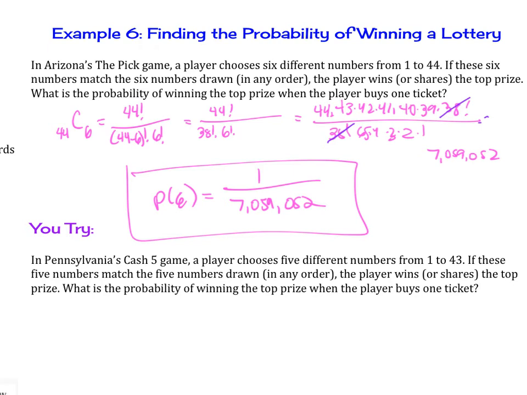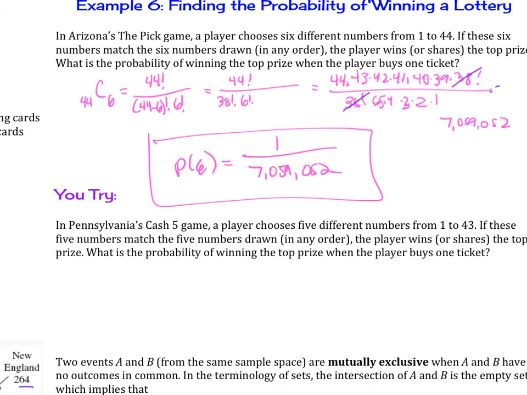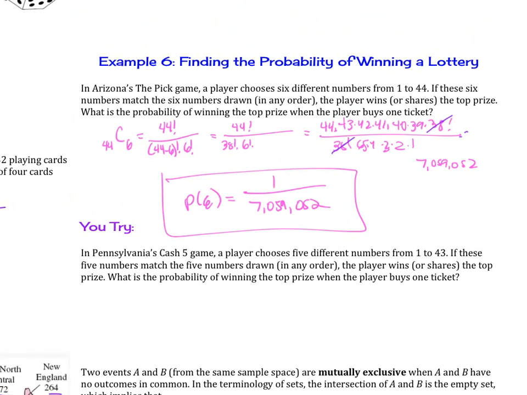Pennsylvania's Cash 5 game, a player chooses 5 different numbers from 1 to 43. If these 5 numbers match the numbers drawn in any order, the player wins or shares the top prize. What's the probability of winning the top prize when the player buys 1 ticket? So try this example here.